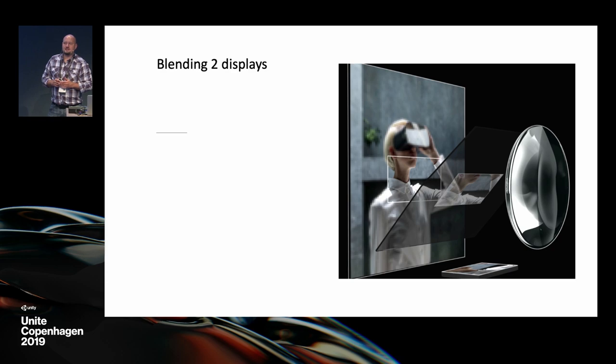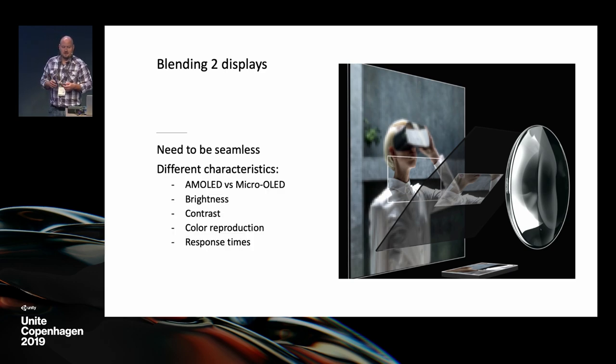Blending two displays presents quite a unique challenge for us. The two displays need to blend into each other seamlessly, otherwise the illusion of reality really breaks down. In essence, we have two displays on top of each other, essentially additive to each other, and we need to match their characteristics. The displays are really quite different. One is AMOLED and the other is micro OLED, and they have different brightness, contrast, color reproduction, and response times. Here are some of the things we do to match the displays.